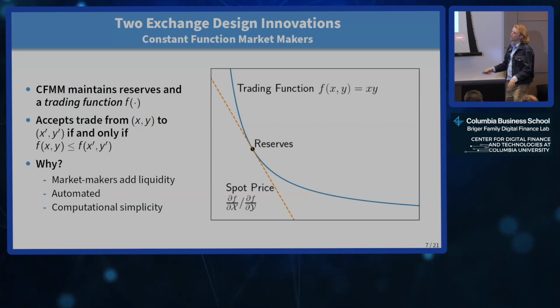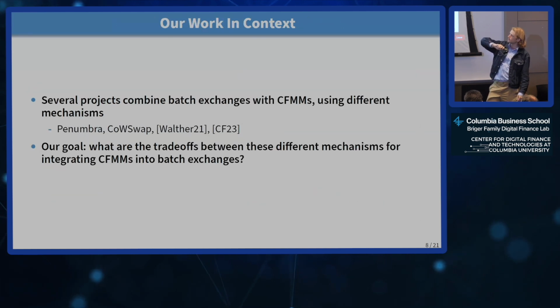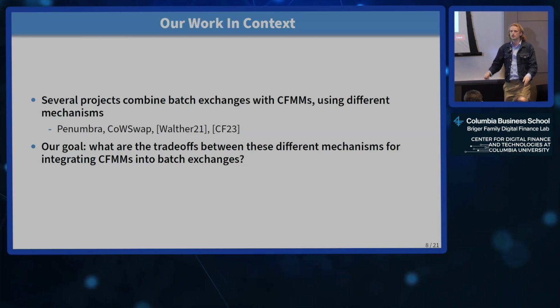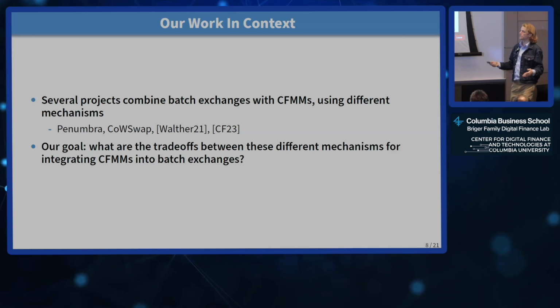Now, why do people do this? Well, we need some way of adding liquidity to a market, and this is an efficient, or computationally simple, way of doing that. As I said, there are several projects out there that try to combine batch exchanges with constant function market makers, and they all do it in slightly different ways. So our goal with this talk is to figure out what the qualitative trade-offs are between these different ways of integrating CFMMs into batch exchanges.